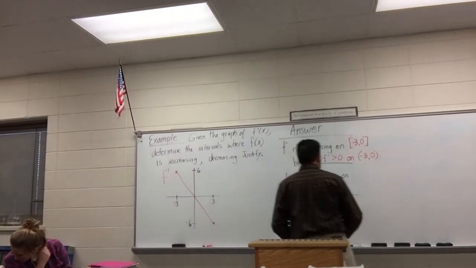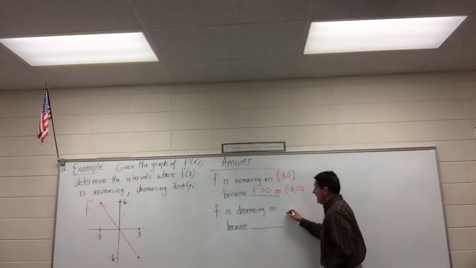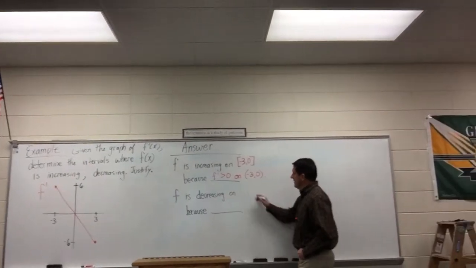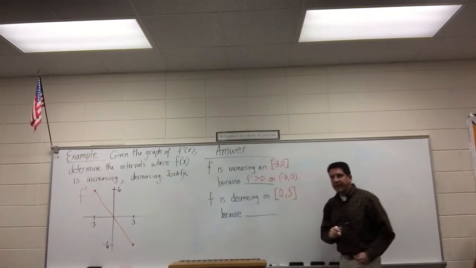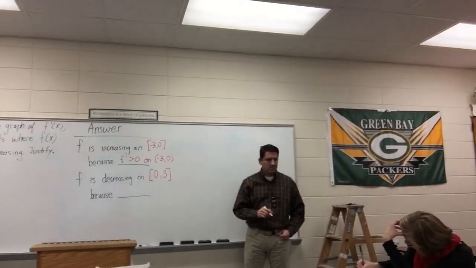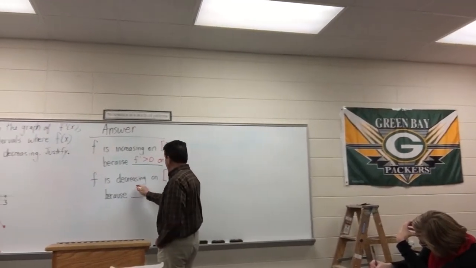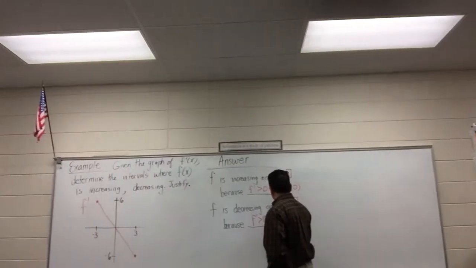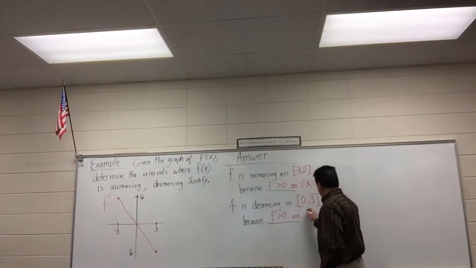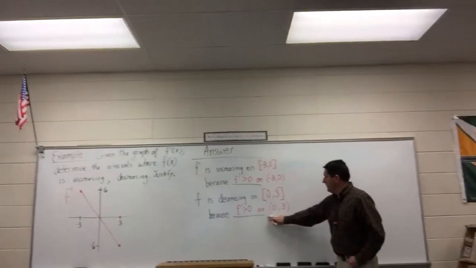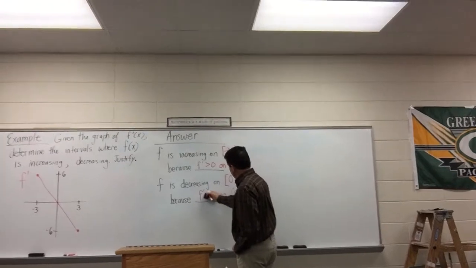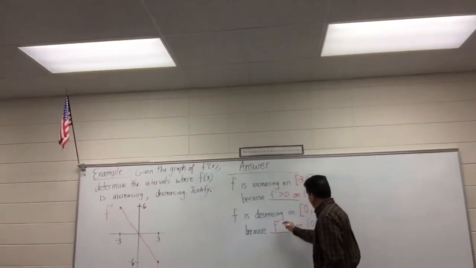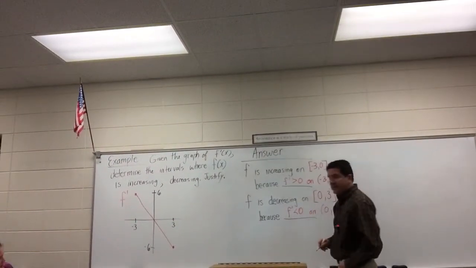Okay? All right, then this part here, f is decreasing on 0 to 3 with a bracket because f prime is less than 0, technically on 0 to 3 with parentheses.